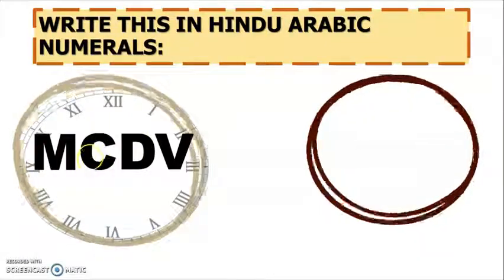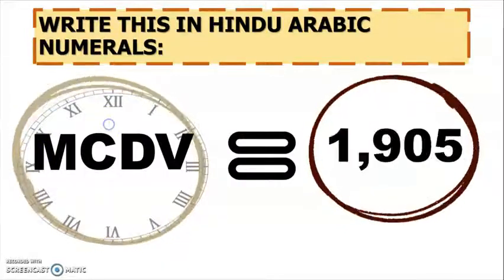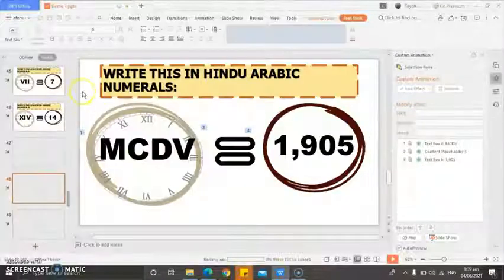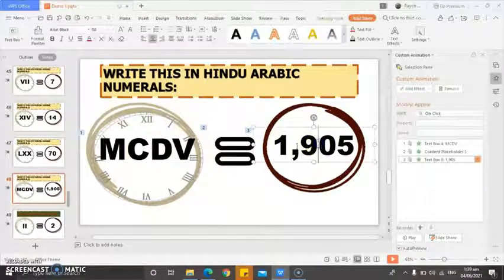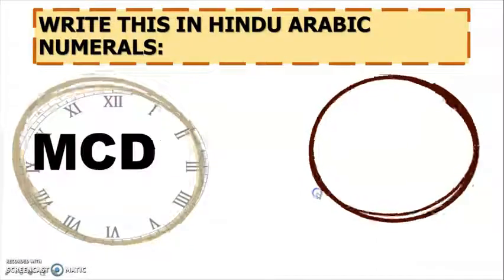Then look at D, which is higher than V. So you just simply add the remaining values M and V. So 1000 plus 400 plus 5 equals, it's not 1005, it is 1405. Sorry for the typo error.